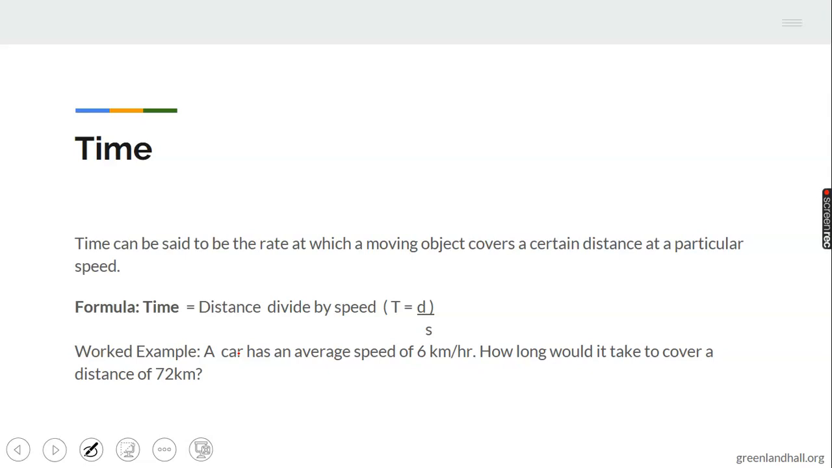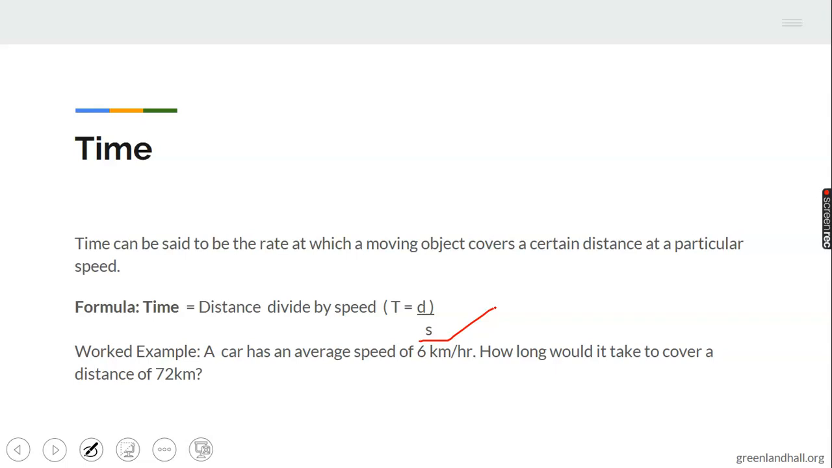You say time, you divide distance and speed. The formula for time is distance divided by speed. You can see it here. Distance divided by speed. So we have a question here. A car has an average speed of 6 kilometers per hour. How long would it take to cover a distance of 72 kilometers?